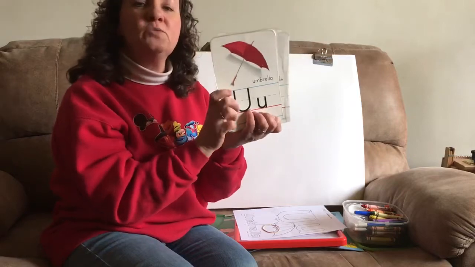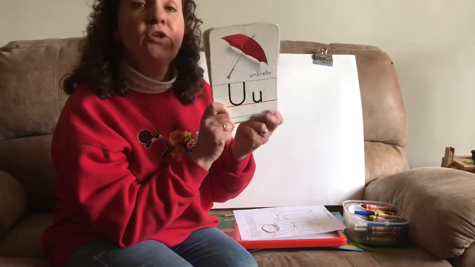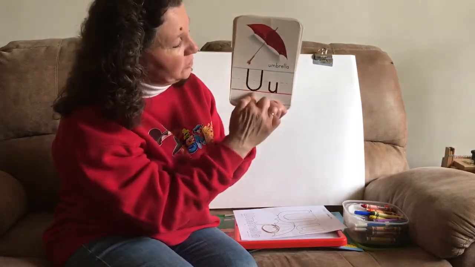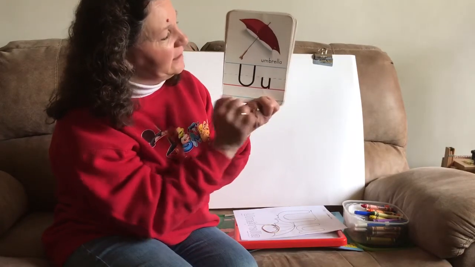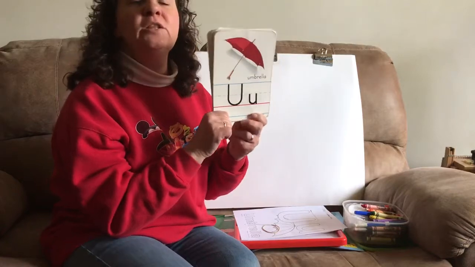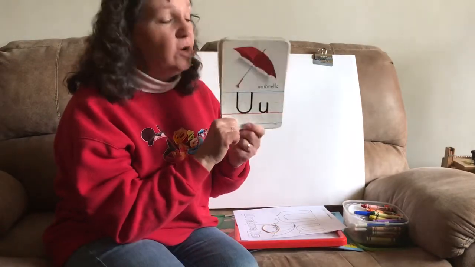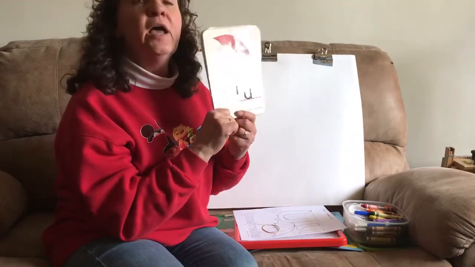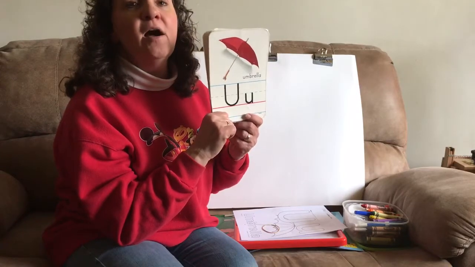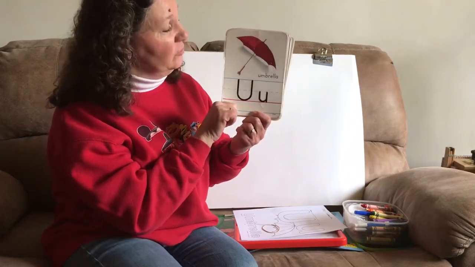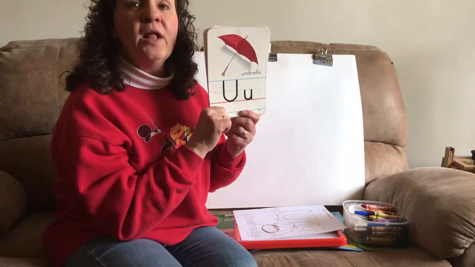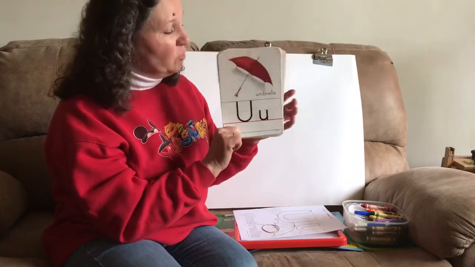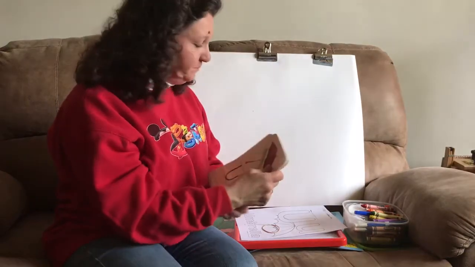Does anybody know what letter this one is? This is the letter U. We have our capital U and our lowercase u. The lowercase u has a little tiny tail. And the letter U can make the U sound like in unicorn or the sound like in umbrella and under. U for umbrella. So we're going to be working with the letter U today.